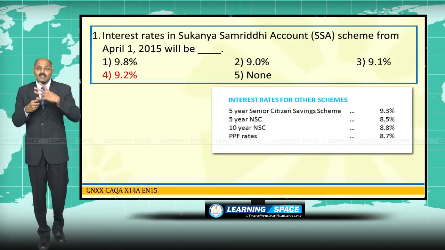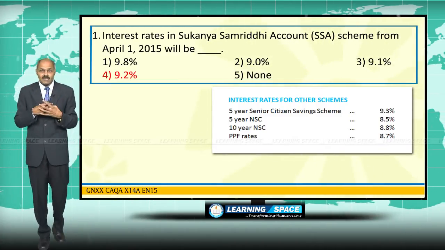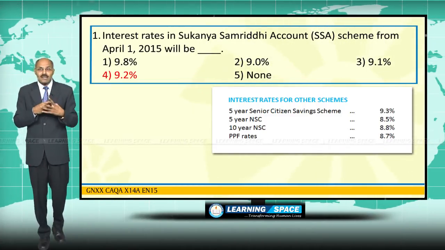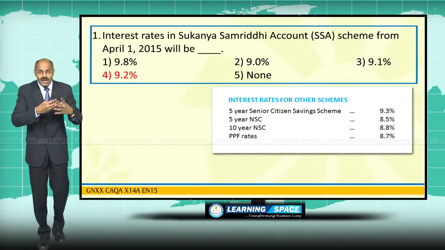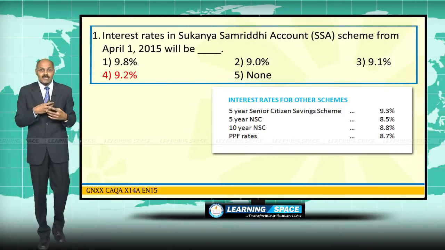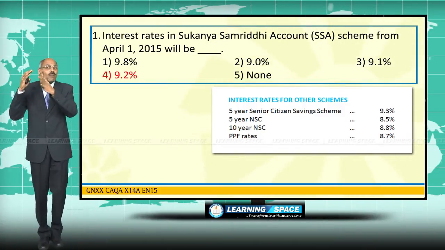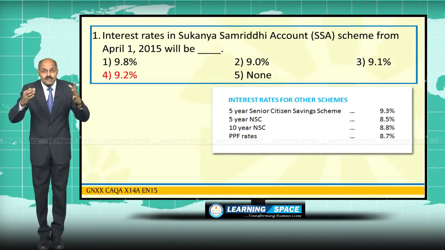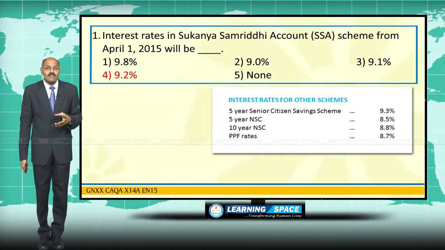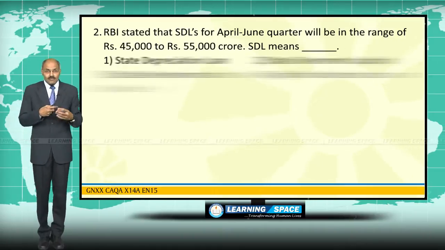5-year National Savings Certificate, 8.5%. 10-year National Savings Certificate, 8.8%. And Public Provident Fund Account, 8.7%. Please don't forget, Public Provident Fund Account is for 15 years duration. Right, friends, look into the next one.